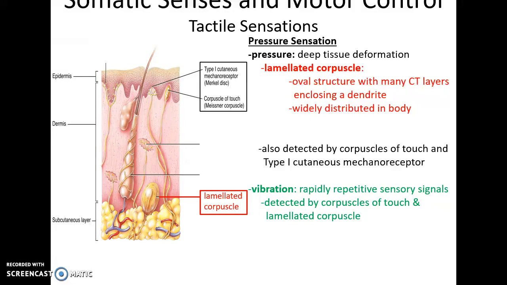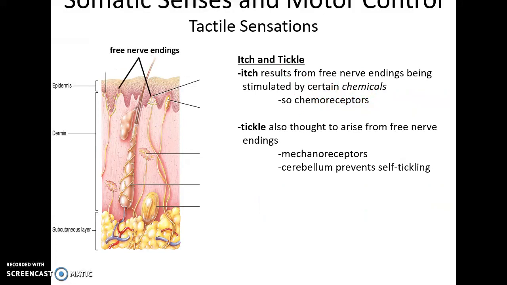We also have the sensation of vibration, a rapid repeating sensory signal. These can also be detected by corpuscles of touch and the laminated corpuscles. There's also itch and tickle. Itch is free nerve endings that are stimulated by the release of certain chemicals, so they're chemoreceptors.